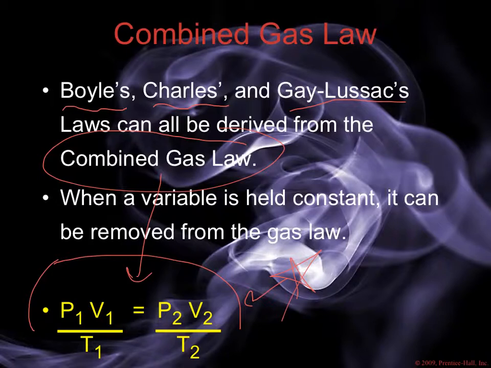So let's say, for example, the problem that we just worked, the volume is constant, doesn't change. That would mean that you would get rid of the volume term because it's held constant. And then what are you left with? You are then left with Gay-Lussac's law. Let's imagine now that instead of volume being held constant, that pressure is being held constant. Let's say whatever we're doing is open to atmospheric pressure, and it doesn't change. And so we're going to get rid of the pressure term. And what do we have left now? Whose law is that? That is Charles' law, volume over temperature.